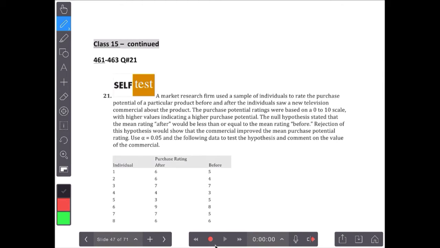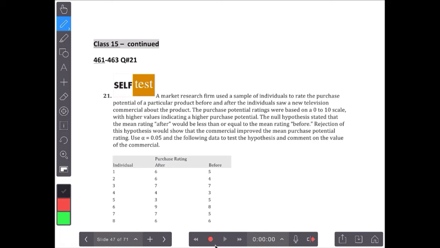Here's a sample problem right here. A market research firm used a sample of individuals to rate the purchase potential of a particular product before and after the individuals saw a new television commercial about the product. So before the commercial and after the commercial. And we want to know whether or not that commercial actually influenced their behavior, all right?